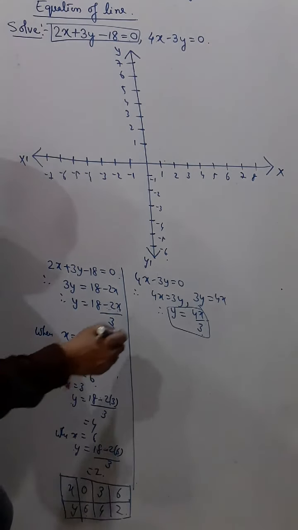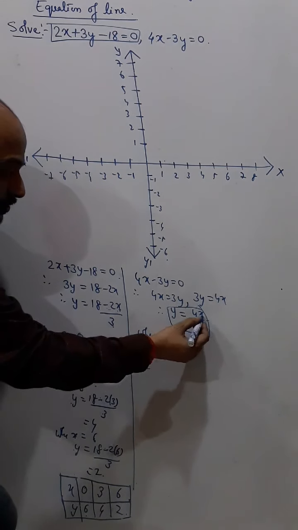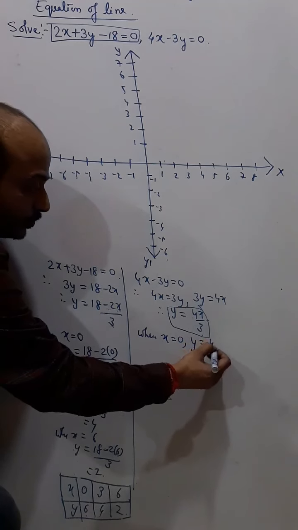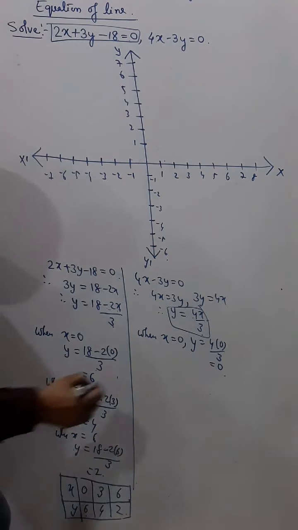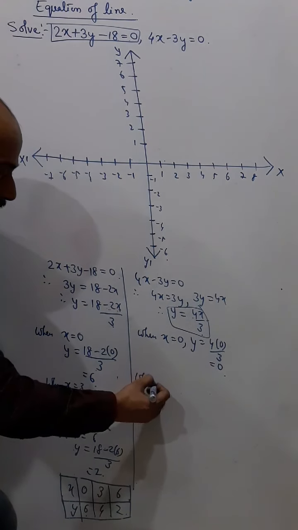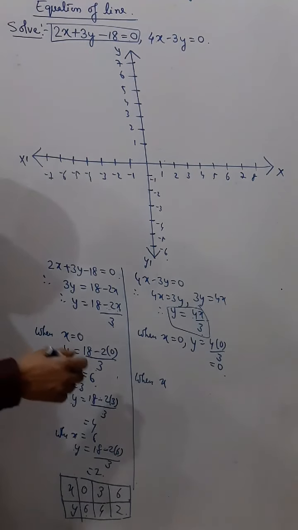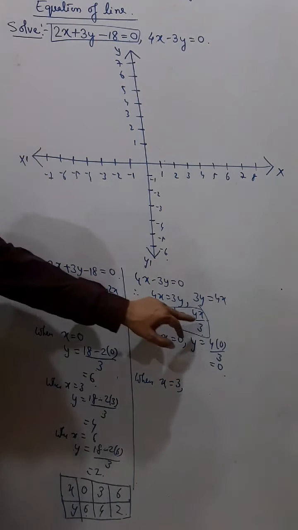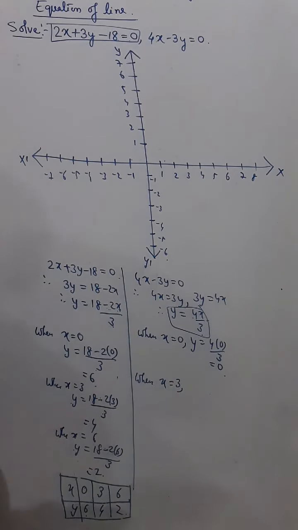So we can again put some suitable values of x, so that we can get suitable values for y. We can start with x equals to 0. We get y equals to 4 into 0 by 3, which is 0. So x equals to 0 and y equals to 0. Now for 1 and 2, again the values will be in fractions, right? So you should skip 1 and 2.